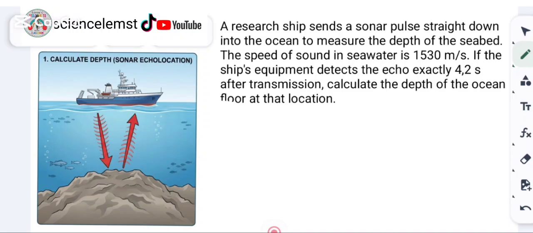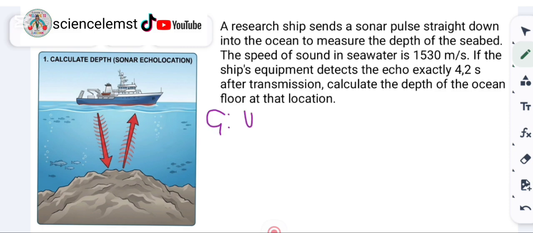Let's look at our first example. A research ship sends a sonar pulse straight down into the ocean to measure the depth of the seabed. The speed of sound in seawater is 1,530 meters per second. If the ship's equipment detects the echo exactly 4.2 seconds after transmission, calculate the depth of the ocean floor at that location. So let's write down everything that's given.